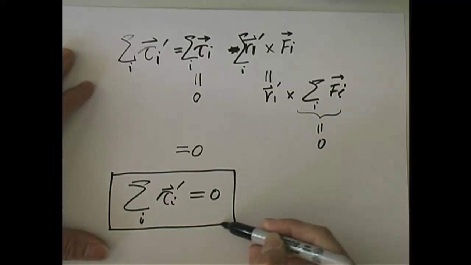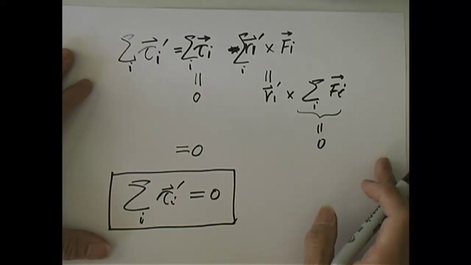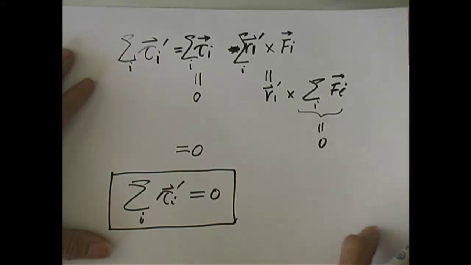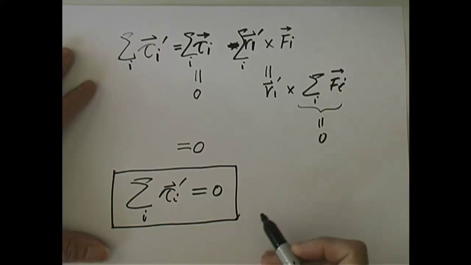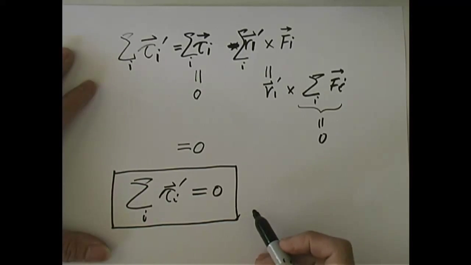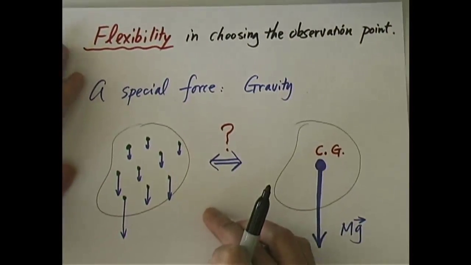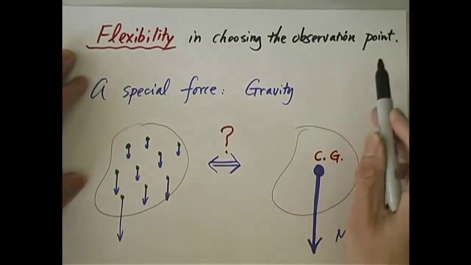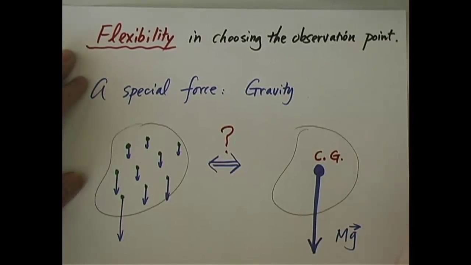What does that tell you? It tells you that you can choose any point. You can choose any point in the system to calculate the torque. And if that torque equals 0, that guarantees that the torque about any other point is equal to 0 as well. Why do we emphasize that? Because that gives us great flexibility. Here's the key word, flexibility, in choosing the observation point. Because all these points, when you calculate torque, should give the same result, right? If the torque is 0 about one point, it's got to be 0 about any other points. That's guaranteed from the analysis we just made.